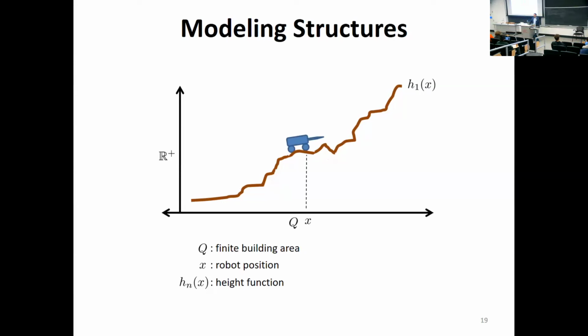So then the property that we want to achieve, for a ramp building, we want all the points between where the robot starts and where it goes to be navigable. And we want to express navigability as a property of a height function.